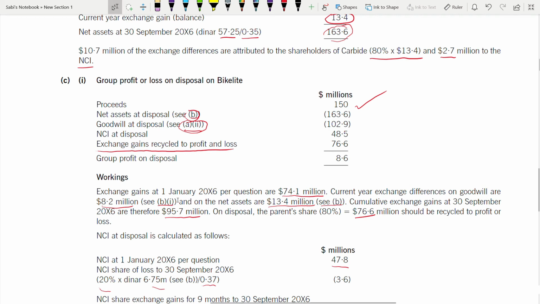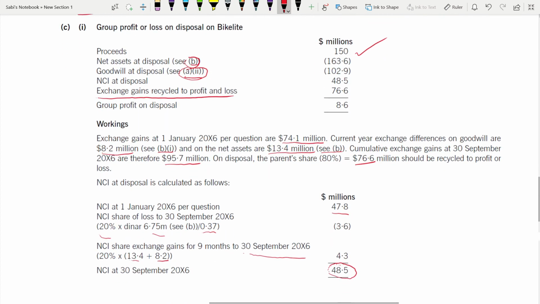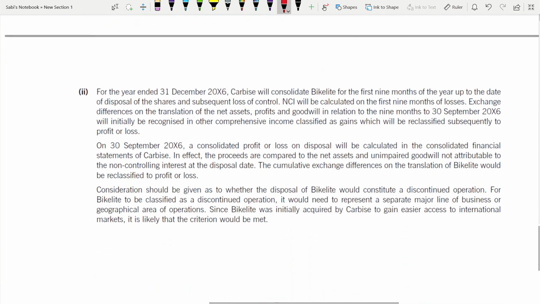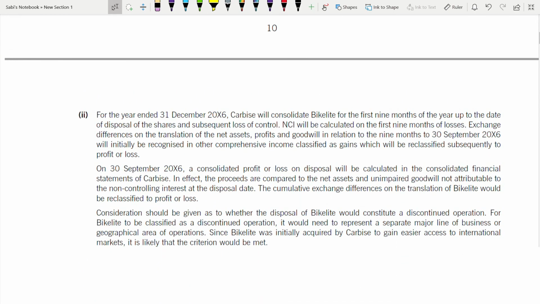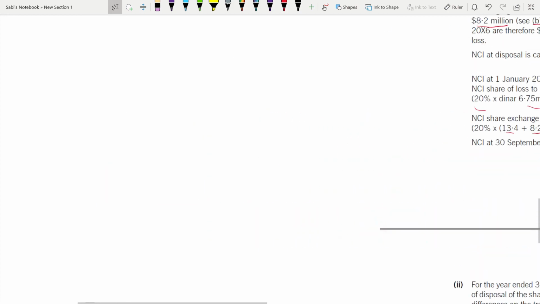So 8.6 is the group profit on disposal. Okay, so how you got the cumulative exchange gains: add 74.1 with the opening plus your goodwill 8.2 and your net asset 13.4, and you will get 95.7. So that's for part second, and the last part of C, and last part for this video also is this. What is it? What is the requirement?